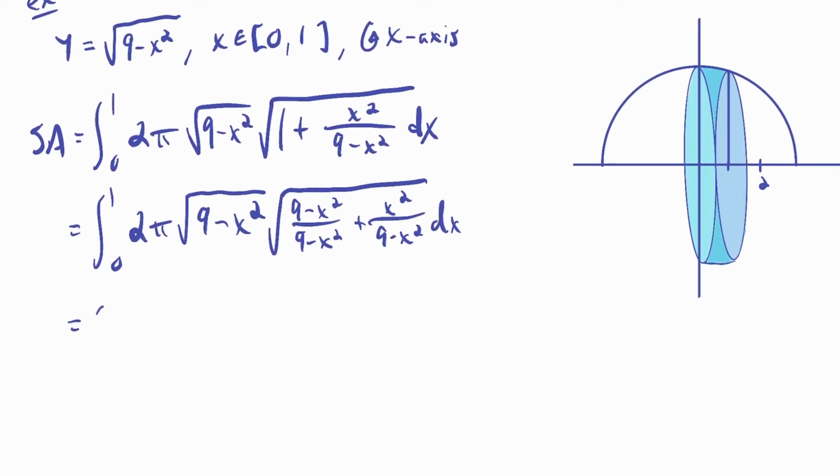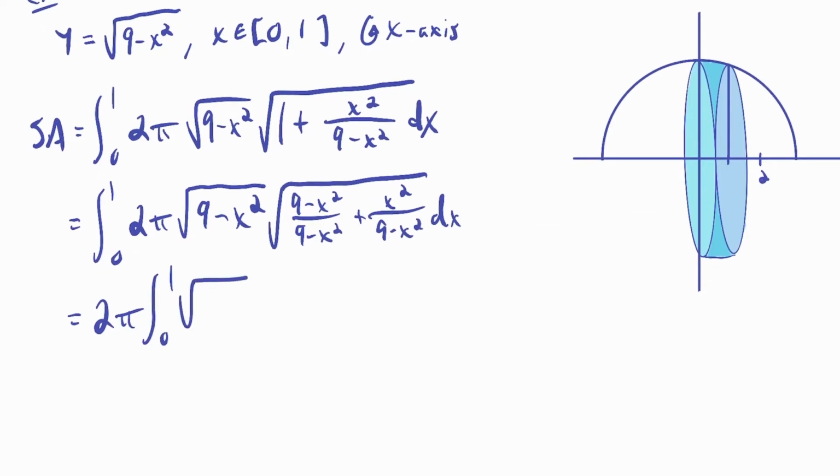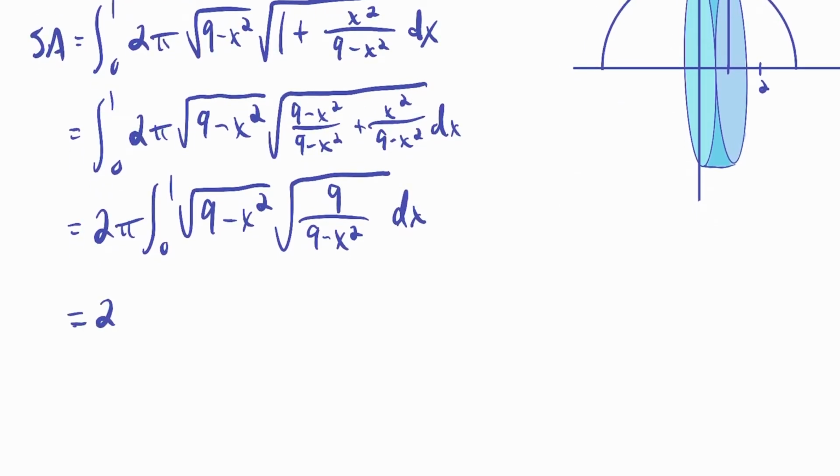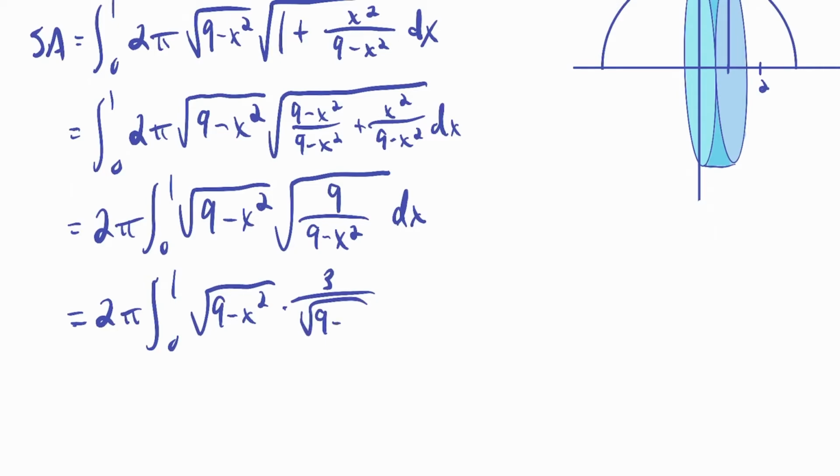So this equals, I'll move the 2 pi now, integral 0 to 1 square root of 9 minus x squared times the square root of 9 over 9 minus x squared dx. So this equals 2 pi integral 0 to 1 root 9 minus x squared times 3 over the square root of 9 minus x squared dx. We get some cancellation.